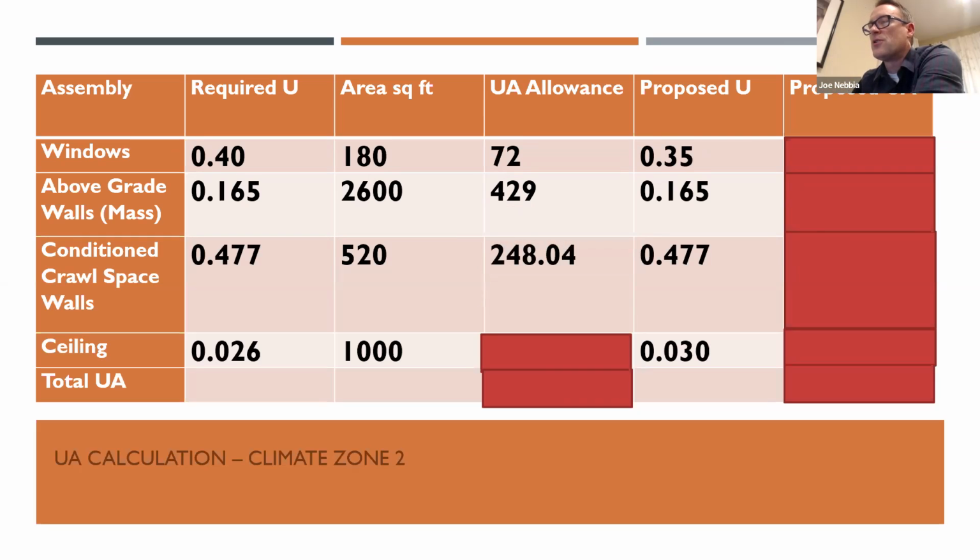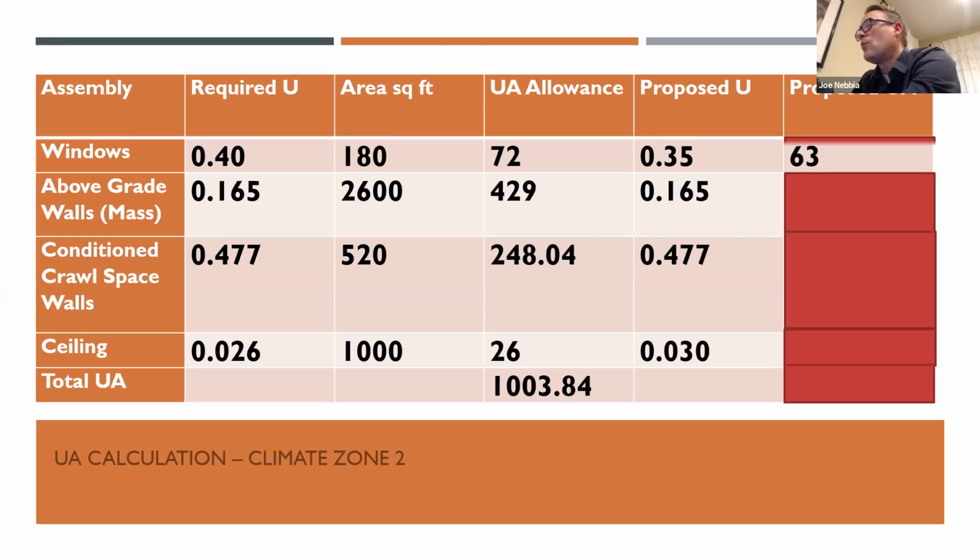I built it on a conditioned crawl space and a ceiling. And so this is the required UA, U times the area of the building envelope that I would need. And I need to be equal to or less than that. And then I can do whatever I want.